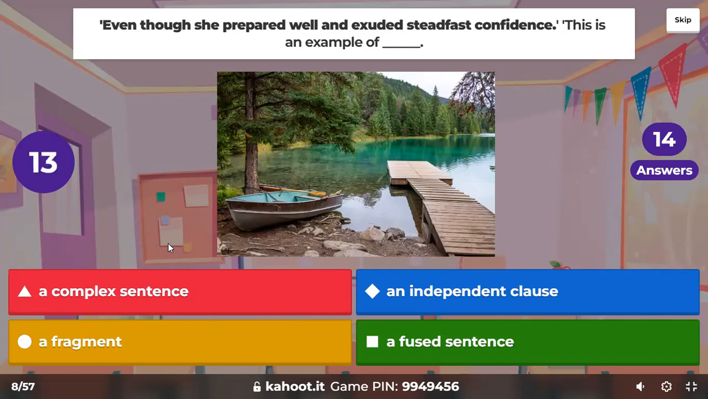While to exude steadfast confidence means to show confidence, a high confidence, in Arabic "ثقة كبيرة".